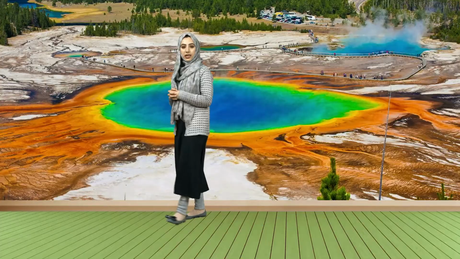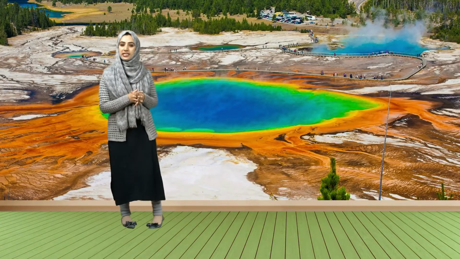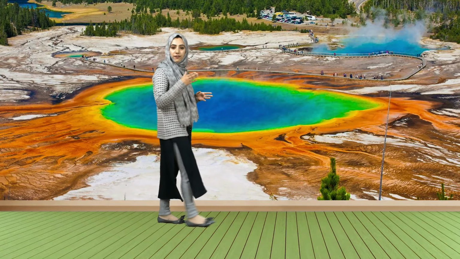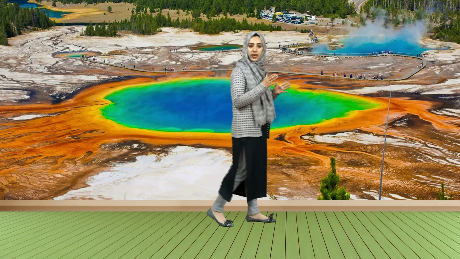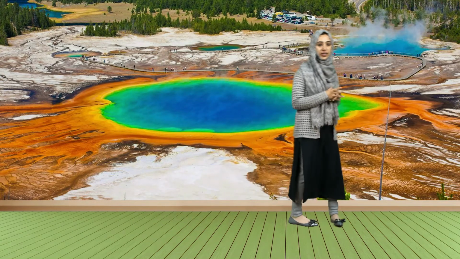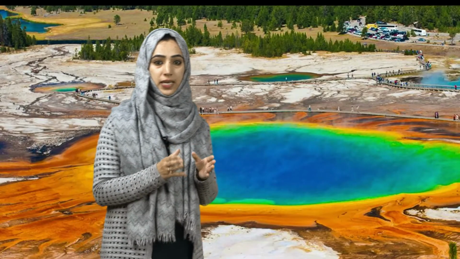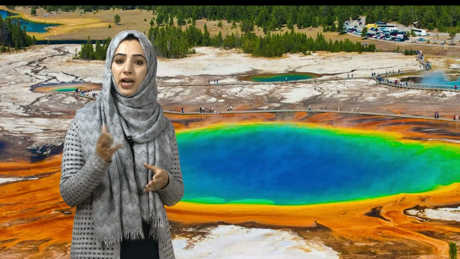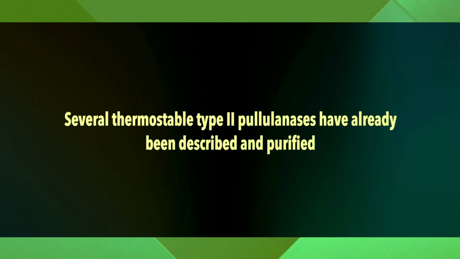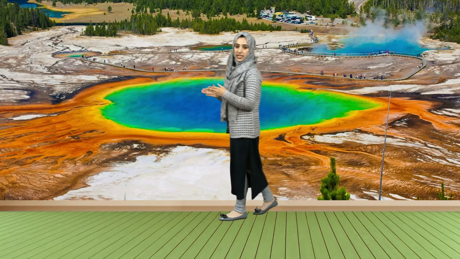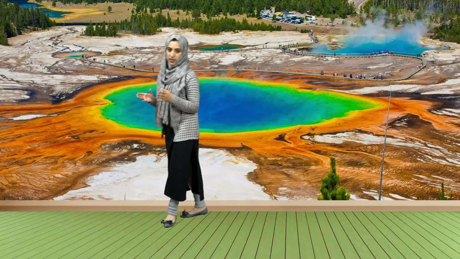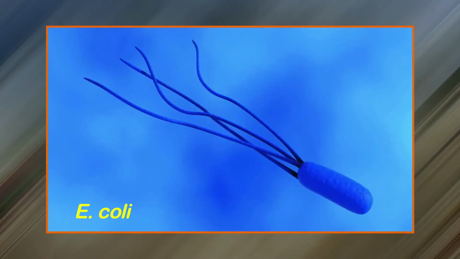In addition to alpha-1,6 bonds, type 2 pullulanase cleaves alpha-1,4 bonds and is therefore able to saccharify starch directly into maltotetraose, maltotriose, and maltose. Type 2 pullulanase is usually referred to as amylopullulanase. Several thermostable type 2 pullulanases have already been described and purified. Two hyperthermophilic type 2 pullulanases from P. woesei and Pyrococcus furiosus have been expressed in E. coli.